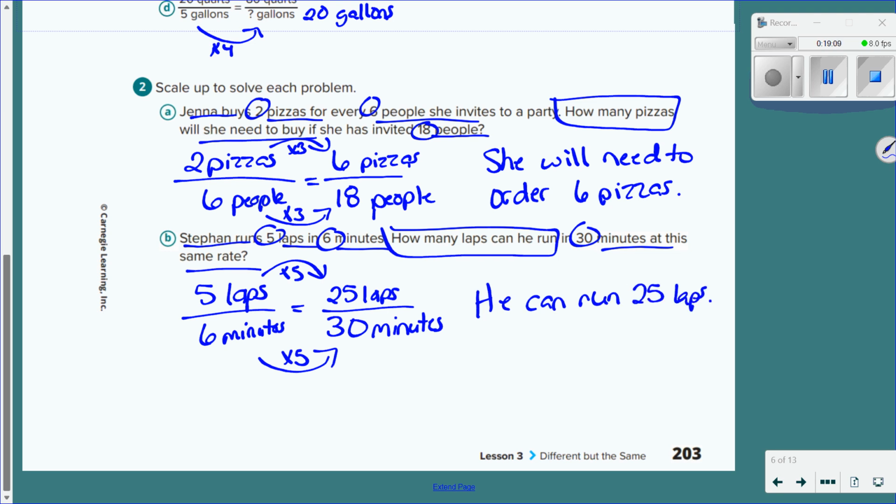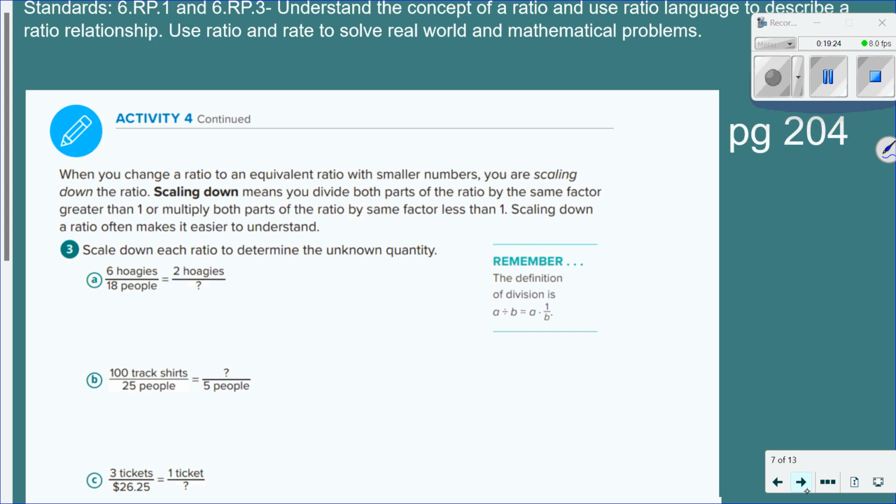All right, so I have a question. If scaling up means the second fraction or the second rate gets bigger, what do you think scaling down means? You're going to have to divide. It's going to get smaller. Good job. So you need your highlighter and your vocabulary sheet.